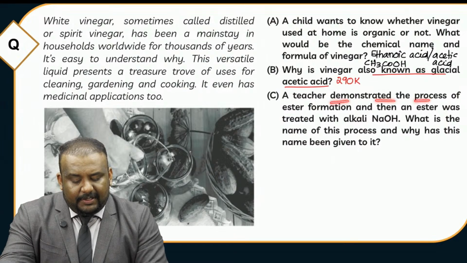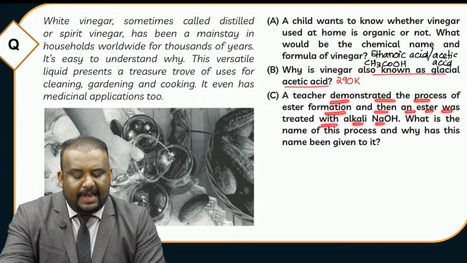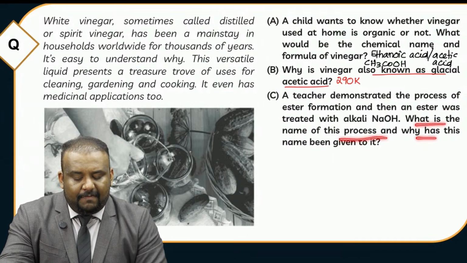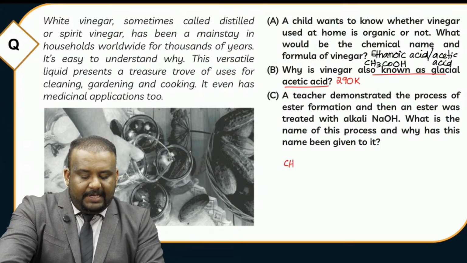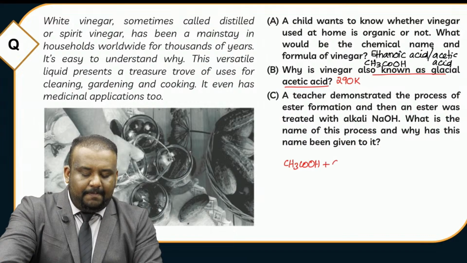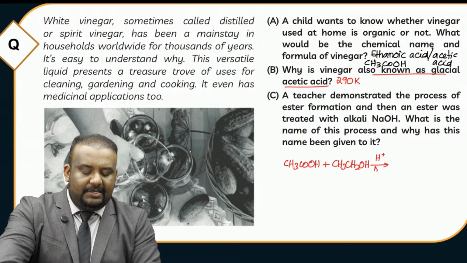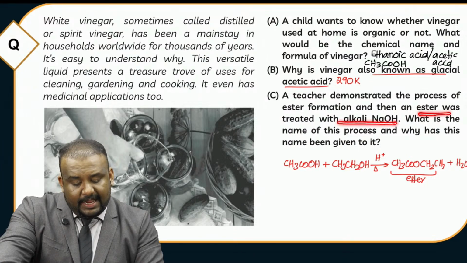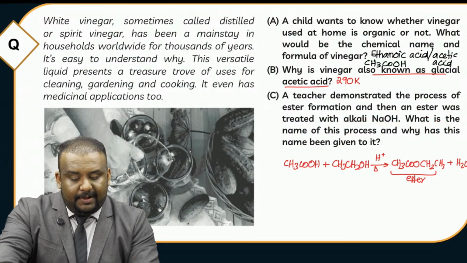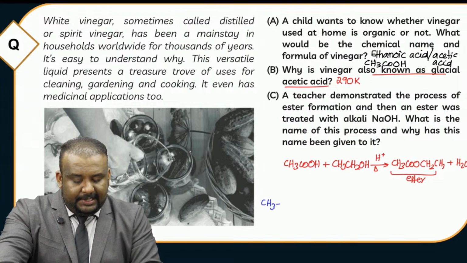A teacher demonstrated the process of ester formation, and then an ester was treated with alkali NaOH. What is the name of this process and why has this name been given to it? Okay, you guys know that when you mix a carboxylic acid plus alcohol, for example, ethanol plus ethanoic acid, in presence of an acid catalyst and you heat it, you get CH3COOCH2CH3 plus H2O. This is esterification reaction. But they are asking, on treatment of the ester with an alkali, what is the name of this process? See, that is our important reaction here.